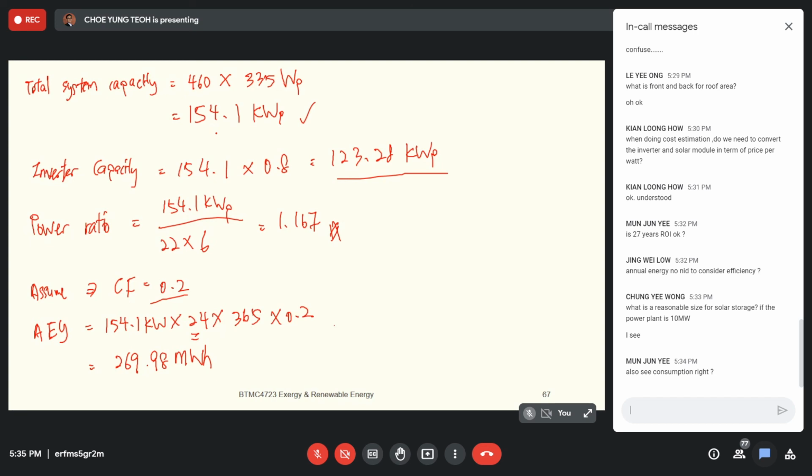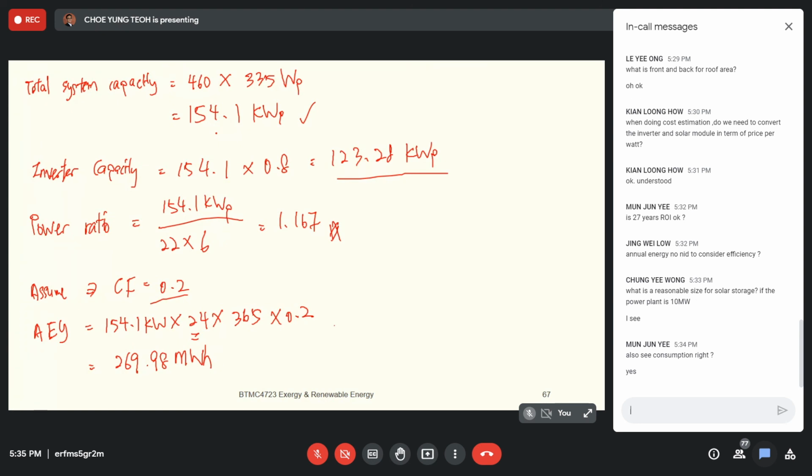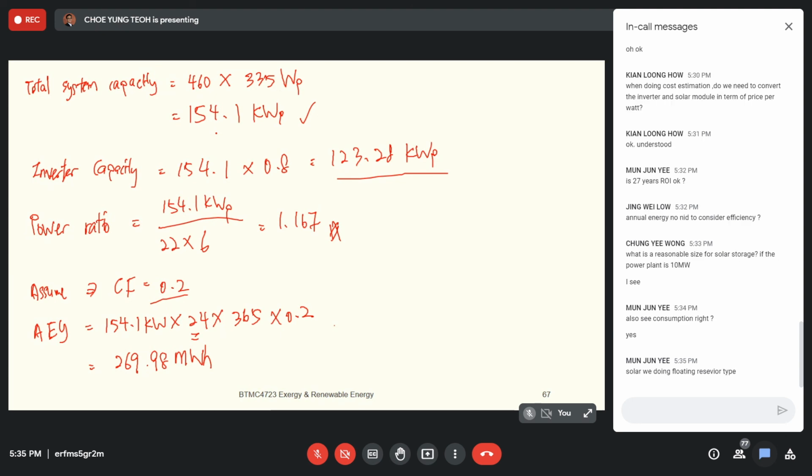Munjun, what is your 27 ROI for, which renewable energy? Is that for solar energy? If for solar energy, definitely too high already, 27 years. Yes, a bit too high, 27 years. If you refer to Google, there are a few companies offering to help you develop the solar system. I think their return on investment is around 10 years only. But how come yours is 27 years? Are you overestimating something? But if you talk about others, like hydropower, 27 years may be okay.